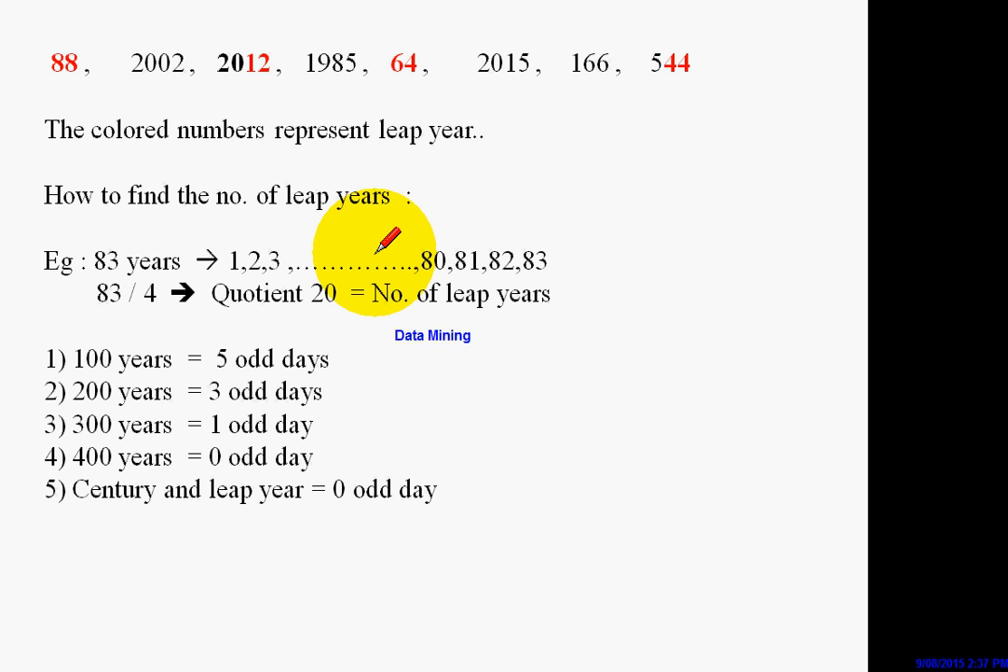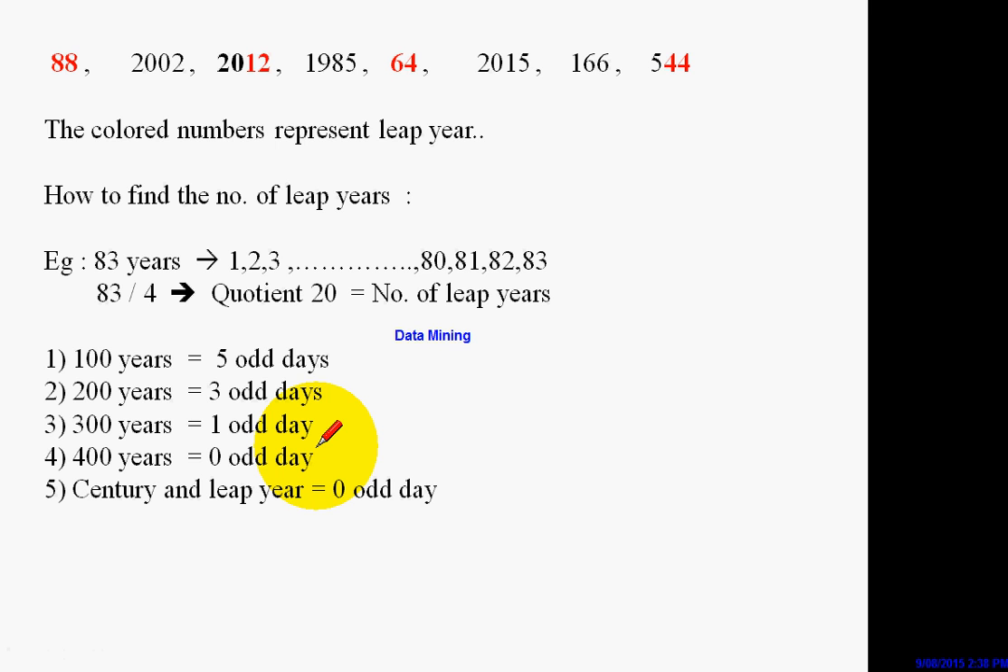Before that, let me have a short review on it. That is, 100 years have 5 odd days, 200 years have 3 odd days, 300 years have 1 odd day, and 400 years have 0 odd days. You have to remember. If you remember it, we need not waste our time. We can quickly solve the problems. So better remember the values for these centuries: 100, 200, 300, and 400.